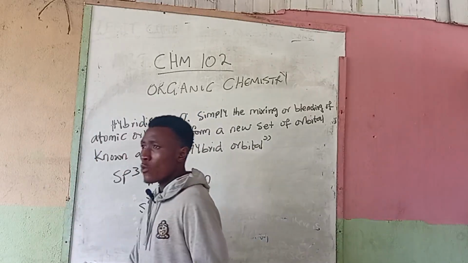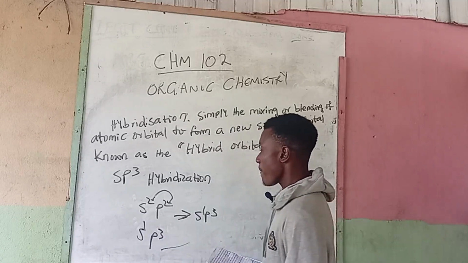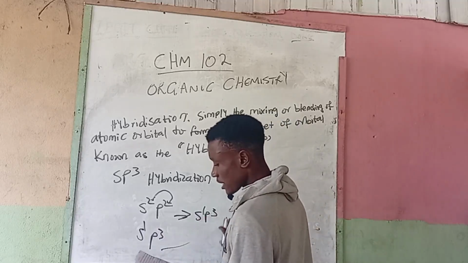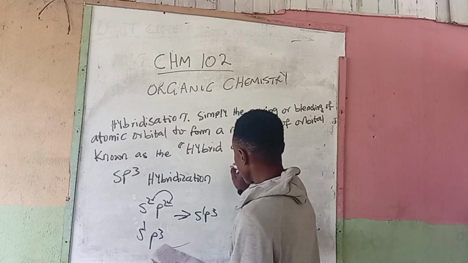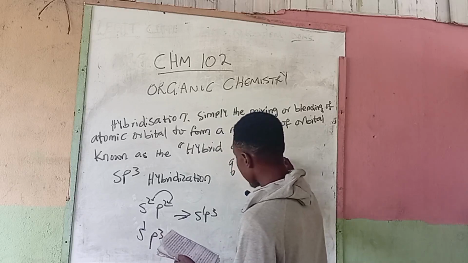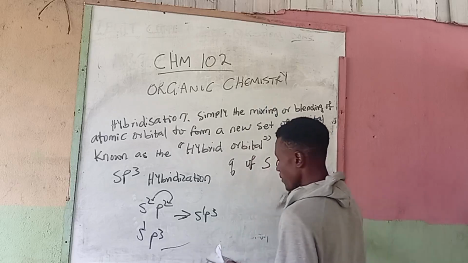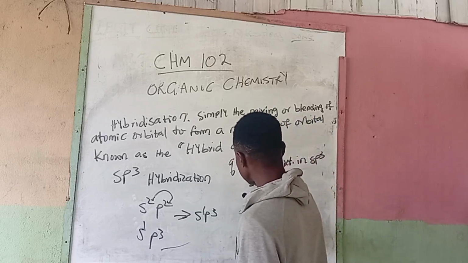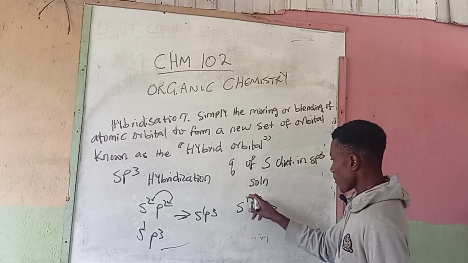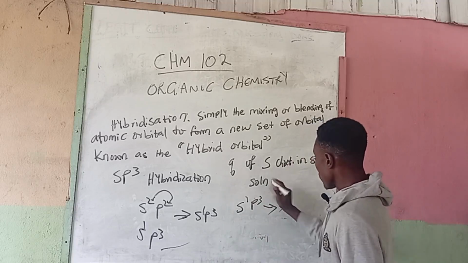So you must also be able to calculate the percentage of the s character and the percentage of the p character in the sp3 hybridization. So when you say percentage character, let's say you want to calculate the percentage of s character in sp3 hybridization. You simply say: solution, s1 p3, right? So you simply say 1 plus 3 is 4. So you say 1 over 4.